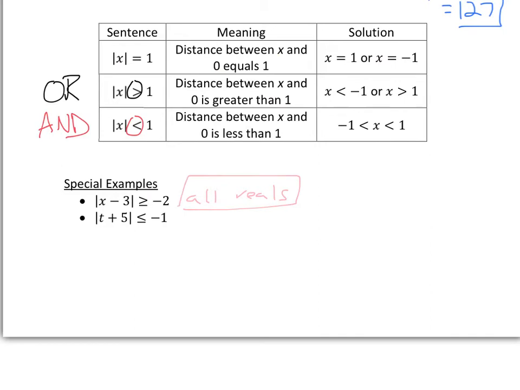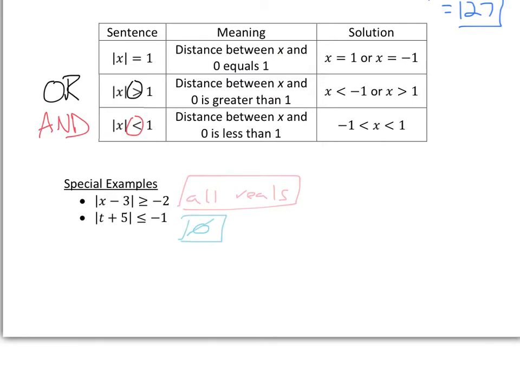Okay, for the first one. Now the second one looks very similar. Okay, but the obvious difference is that we have less than. So the distance between t and -5 is less than or equal to -1. Well, there's no t that you could come up with that would give us a negative distance between that and -5, so that one is going to be no solutions.